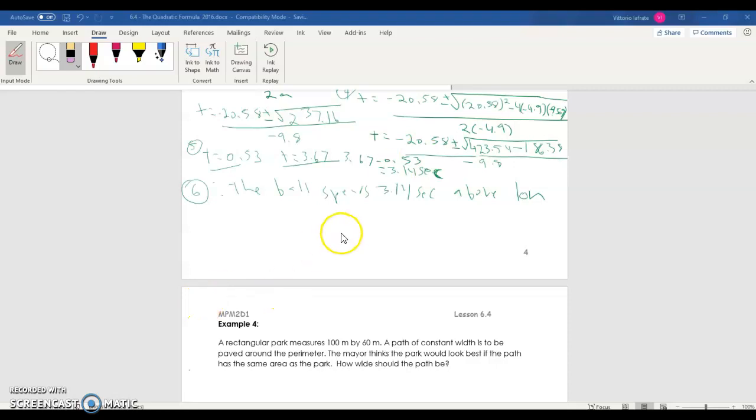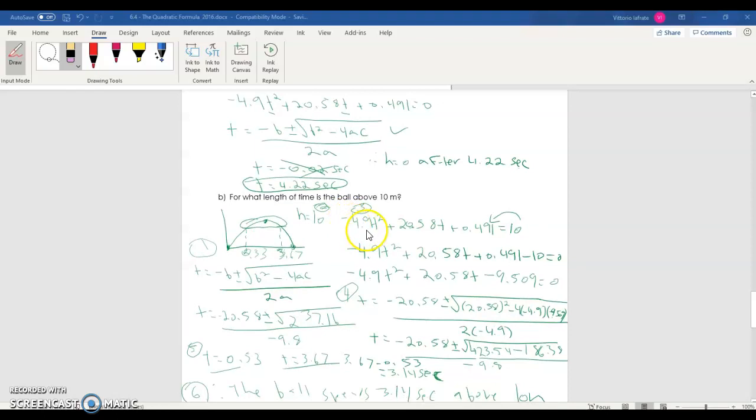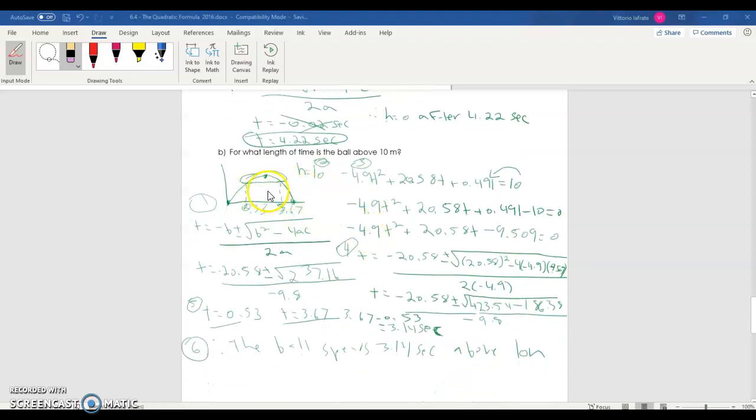This is 6.4 part 4. So we had finished off this question over here where we were trying to find how long the ball was over 10 seconds or above 10 meters. And so we set up our work like this.